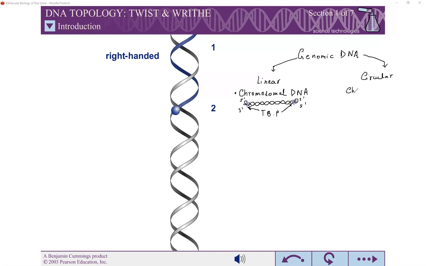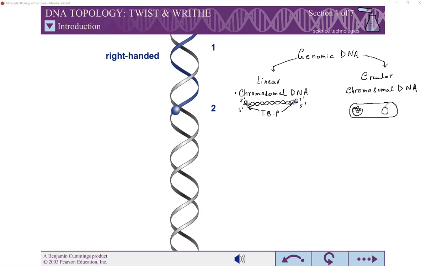Circular chromosomal DNA is present in the case of bacterial cells. The chromosomal DNA present in bacteria is always circular and covalently closed. This is the type of DNA present in bacteria, and it is cccDNA, circular covalently closed DNA.